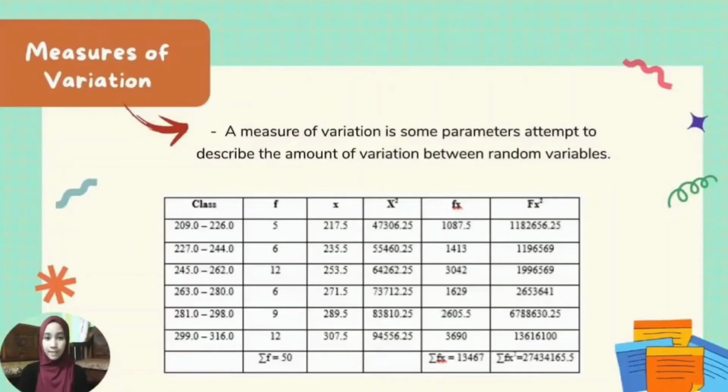The measure of variation is some parameters that attempt to describe the amount of variation between random variables. So this is the table that we can look at.